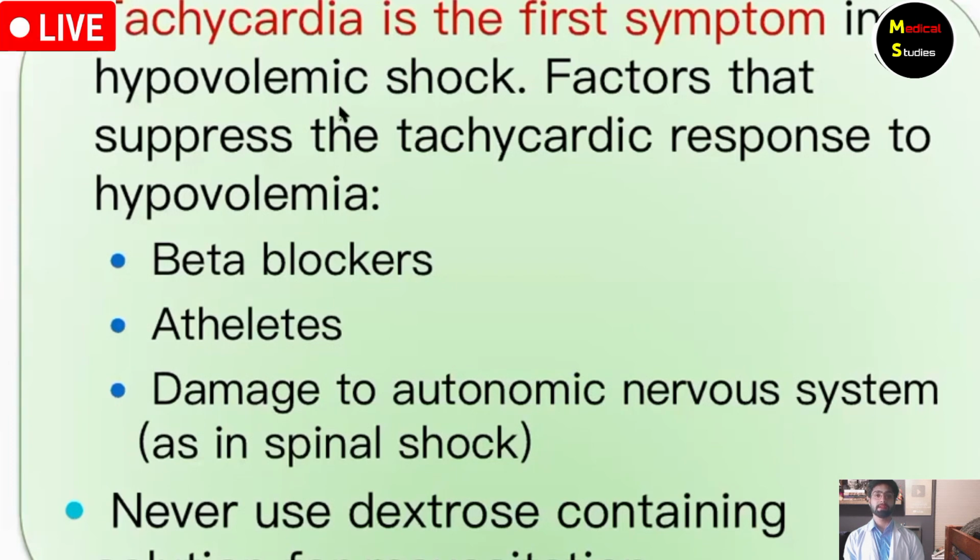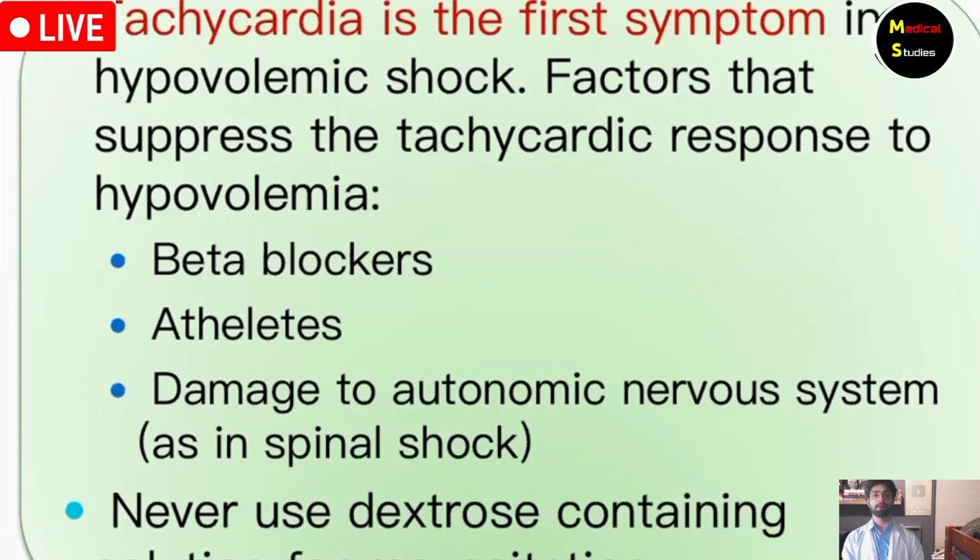Got it? But sometimes a patient may not have tachycardia. So what are those conditions? See here. These are the factors that suppress the tachycardia response to hypovolemia. For example, beta blockers. Does anyone know examples of beta blockers? Examples are propranolol, atenolol, labetalol. These are some examples of beta blockers, and these beta blockers cause bradycardia. Got it? If beta blockers are causing bradycardia, in that case the tachycardia response will not be there.